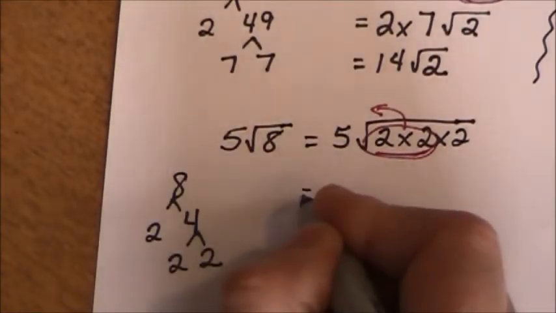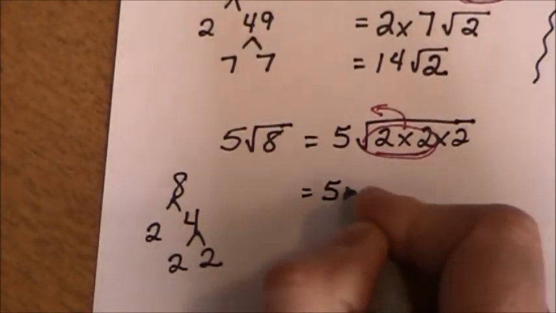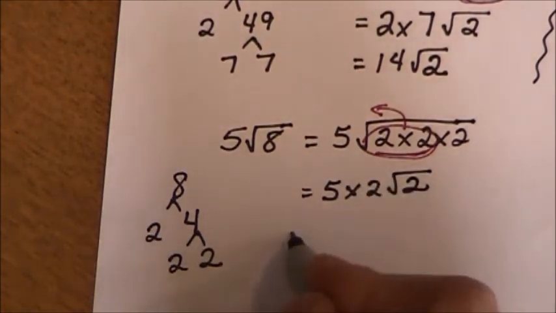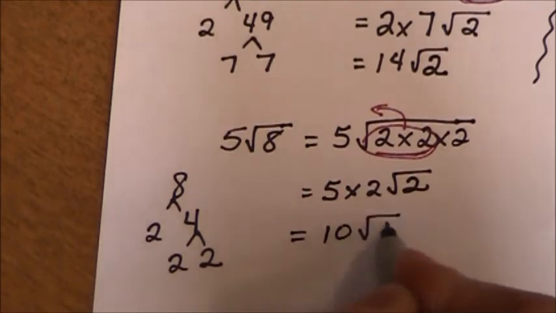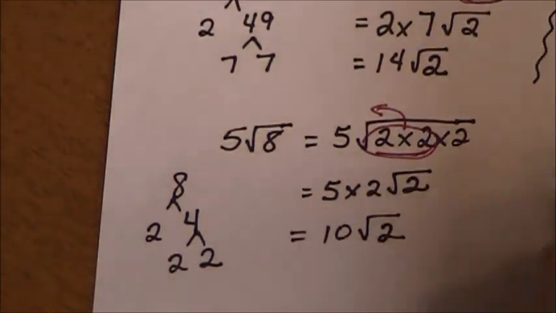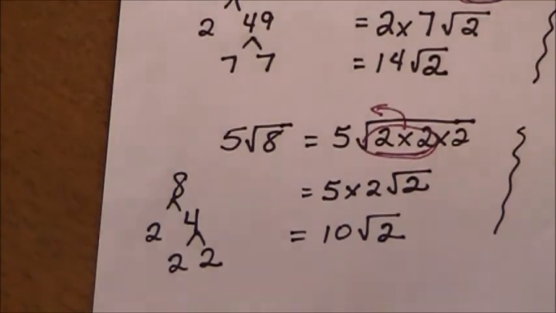So the 2's are going to go join the 5 that's out front. So we have 5 times 2. The uncircled 2 stays behind, leaves us with 10 square root 2. We have one last radical to take a peek at, and that is 3 square root 40.